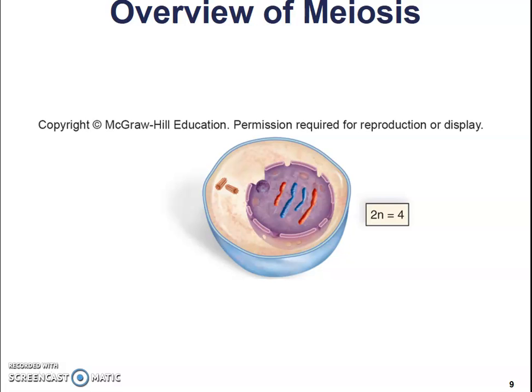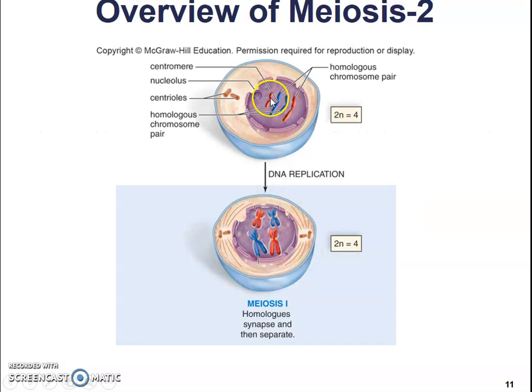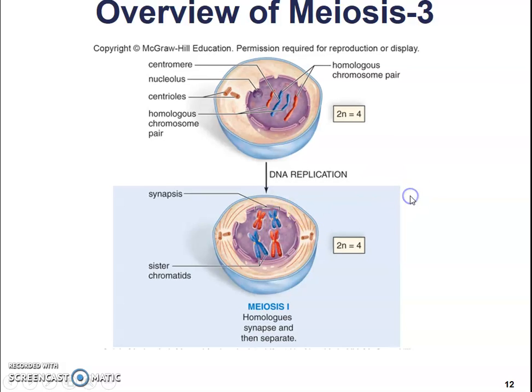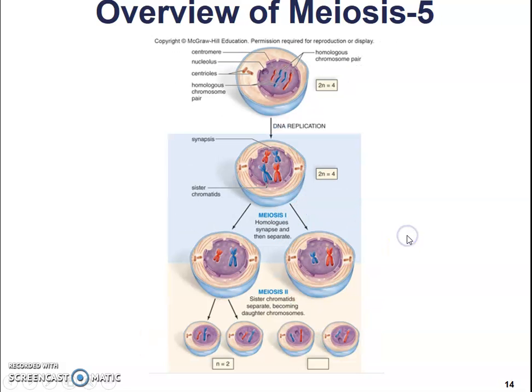So here we have a picture. Okay, we have a cell going into prophase. Okay, you can see holes in the nuclear envelope. Our chromosomes are going to double. Okay, they double. They're going to separate. Okay, in meiosis 1, and then in meiosis 2, they're going to separate again.